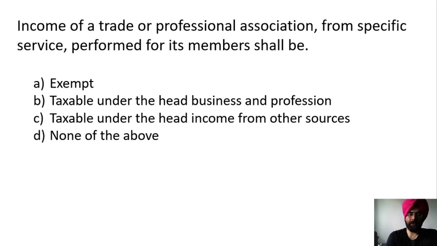So income of a trade or professional association from specific service performed for its members shall be exempt, taxable under the head business and profession, taxable under the head income from other sources, or none of the above.